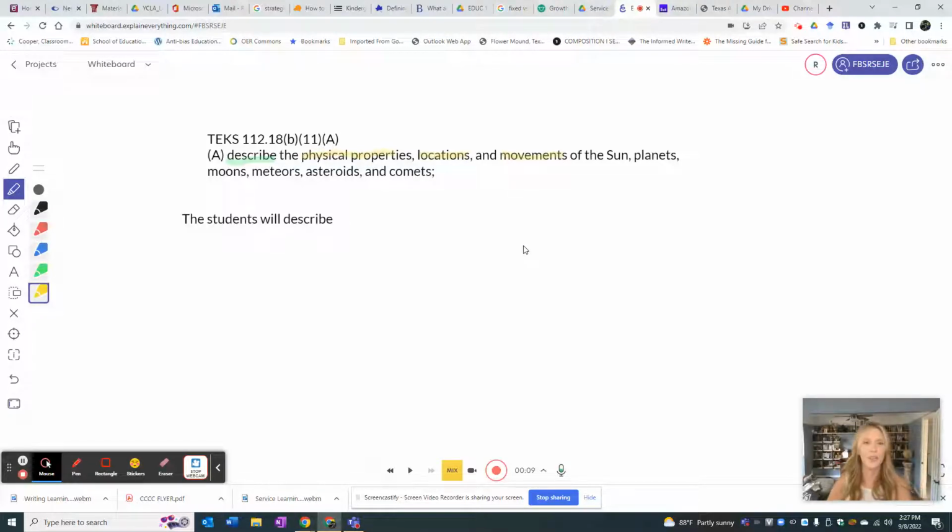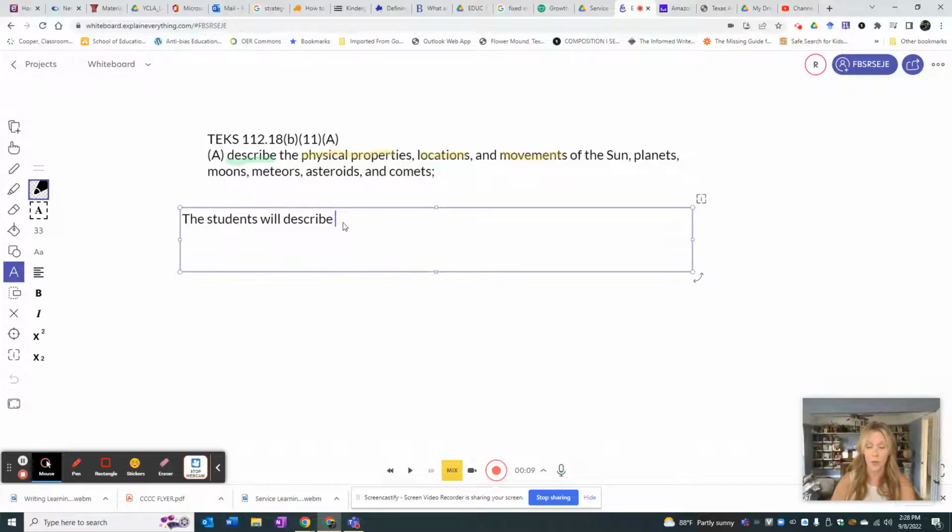Again, you're probably not going to do this all in one lesson plan. You're probably not going to cover the physical properties and where they're positioned and how they move all within maybe a 45 or 50-minute class period. So we are going to have to limit that down. So as a teacher, I'm going to say, let's talk about the location first. So the students will describe the location of, now we come to this next chunk here.